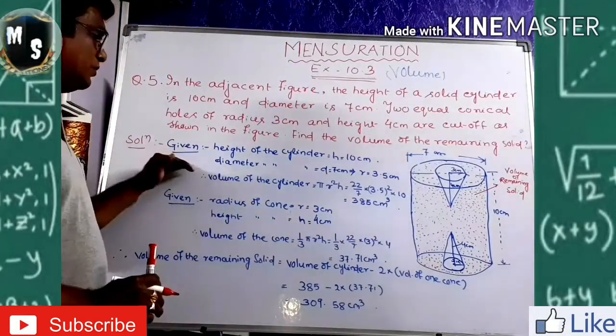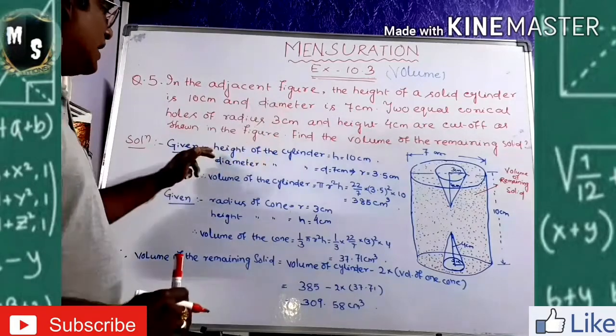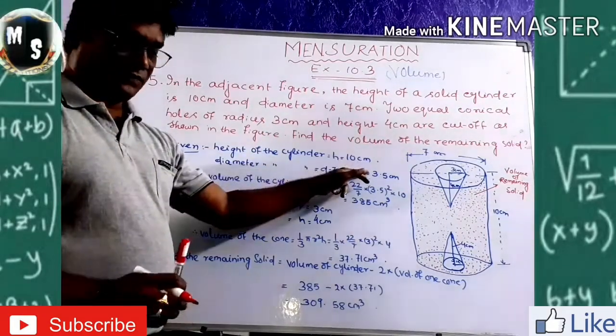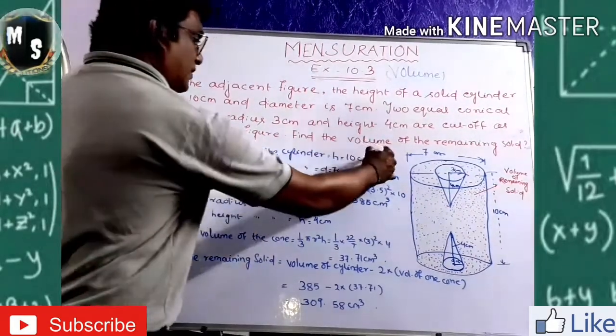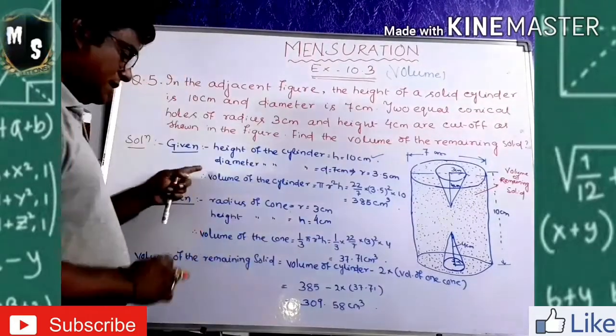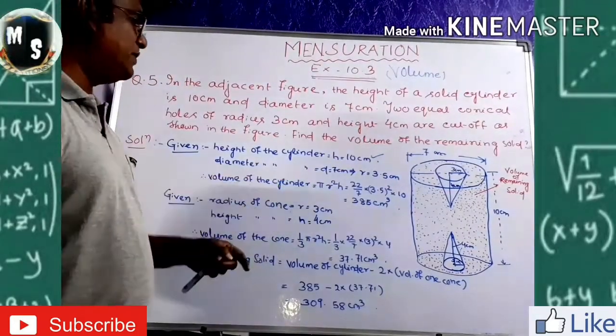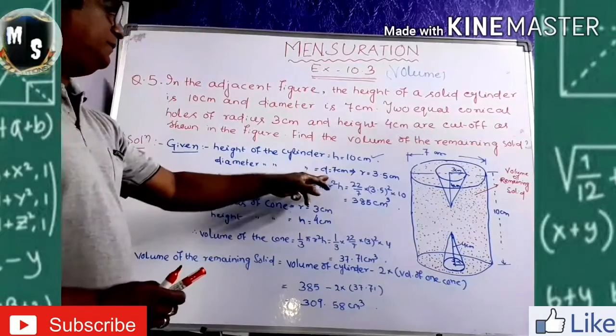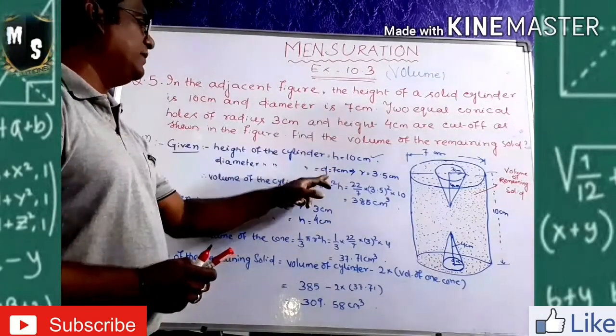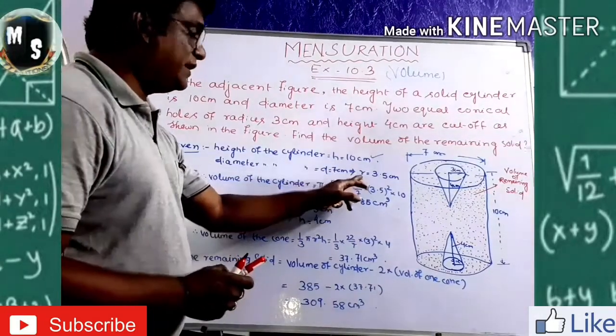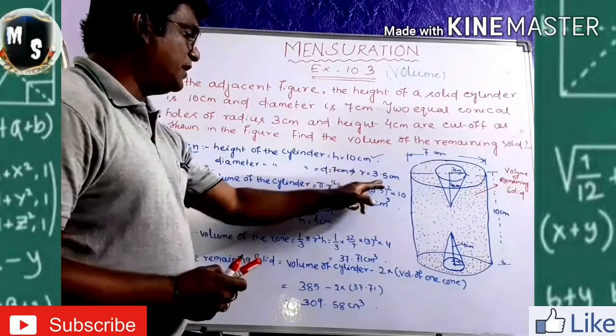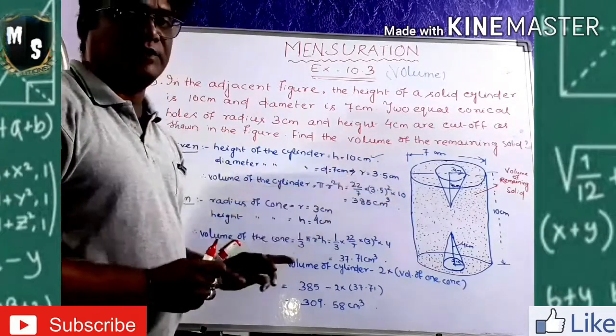What is the first given to me? First given for cylinder: height of the cylinder, 10 centimeter. I hope you understood it. Now what is given? The diameter of the cylinder. What is the diameter of the cylinder? That is 7 centimeter. So what will be the radius? The radius will be half of the diameter, 7 by 2, 3.5 centimeter.